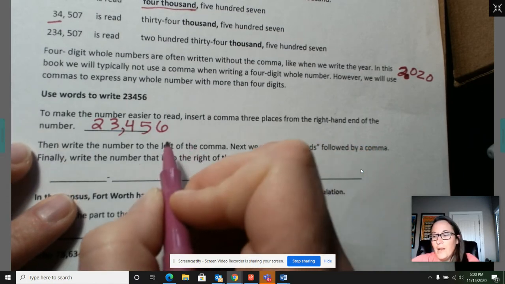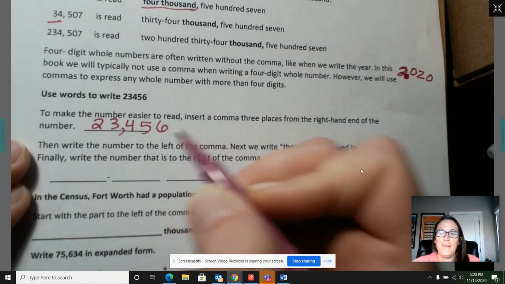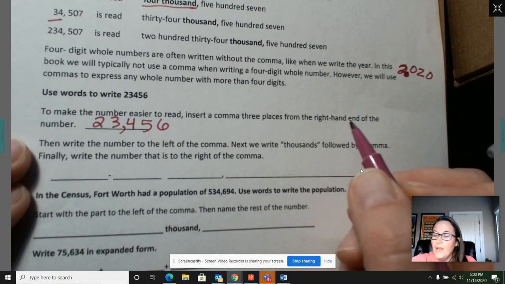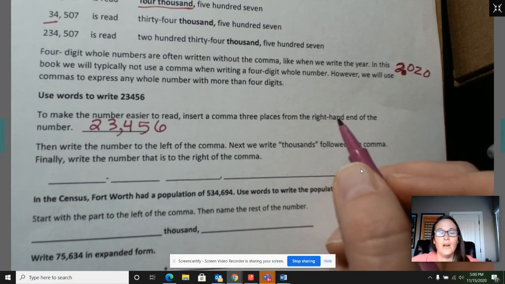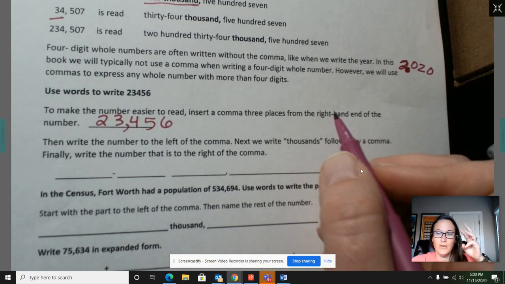So you do it this time. Ready? 1, 2, 3. Perfect. If you know where that comma goes, it's going to help you out so much better. This isn't going to be hard as long as you know where that comma goes. All right. So you got to go 1, 2, 3, comma.